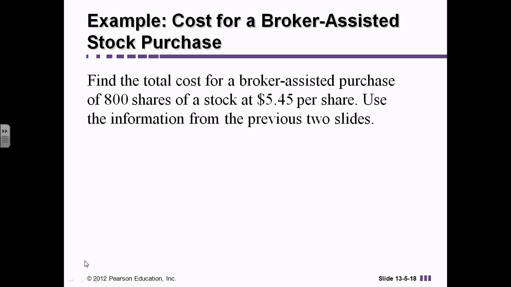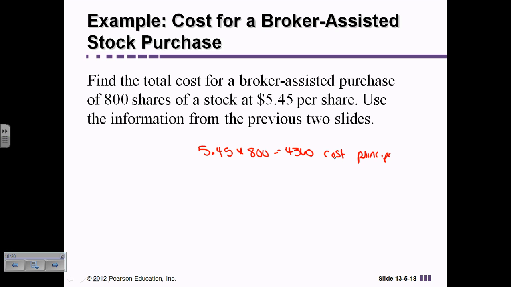All right, so here we have an example. Find the total cost for the broker-assisted purchase of 800 shares of stock at $5.45 per share. And I want you to use the information from the 2 slides. So for the basic cost, we take the $5.45 per share times 800 shares, which is going to equal $4,360. So this is the amount that we want to invest. This is the principal, this is the cost. Okay, so that's our principal amount.